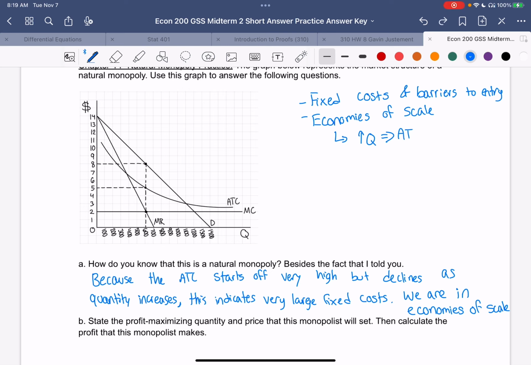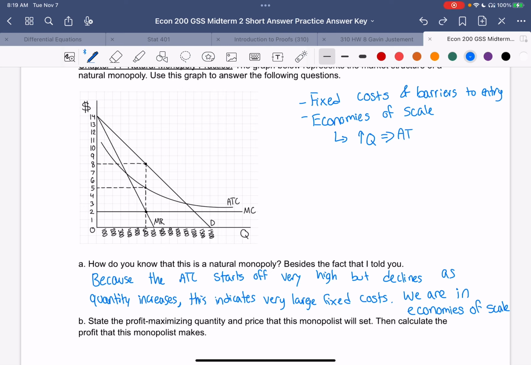Now for part B, state the profit maximizing quantity and price that this monopolist will set. All right, for this problem, I included the dots just because I knew that natural monopoly is sometimes a little bit harder than other market structures. I didn't want you to be looking at a blank graph. On the exam, if you are given natural monopoly, you most likely won't be given any of that. You'll only be given the curves themselves. But I think that helps as training wheels.